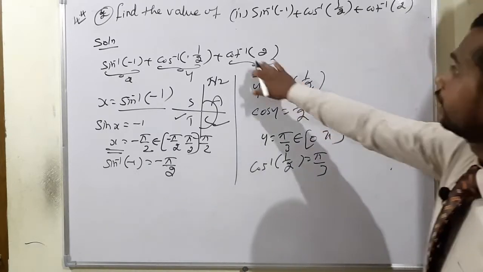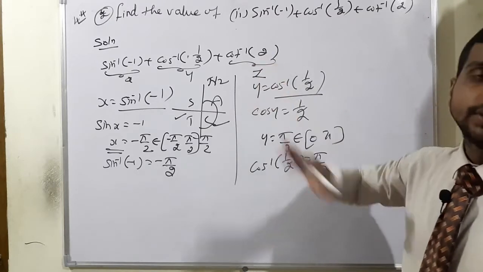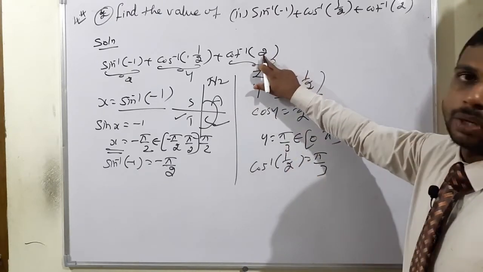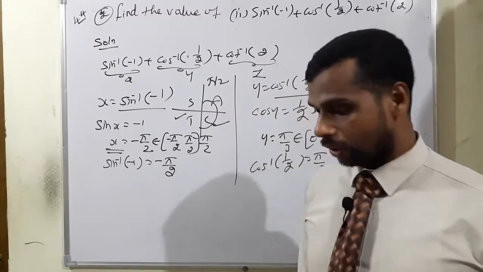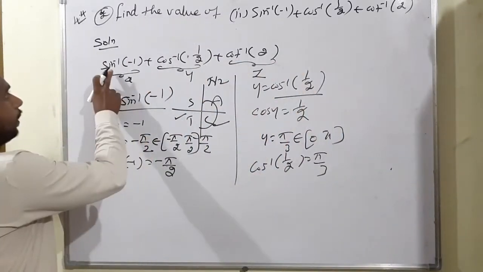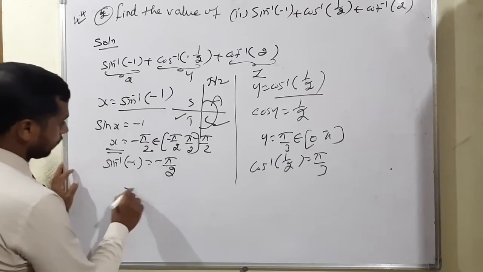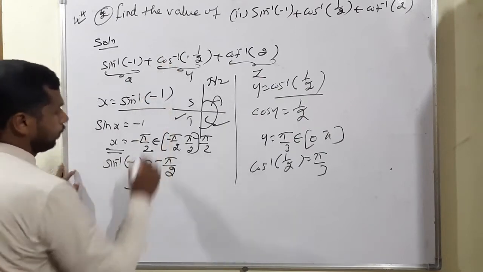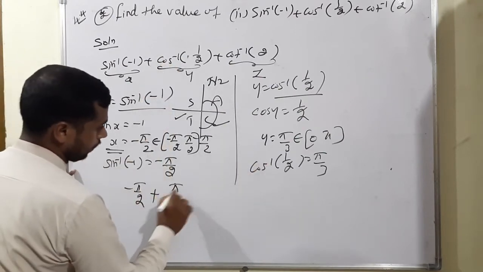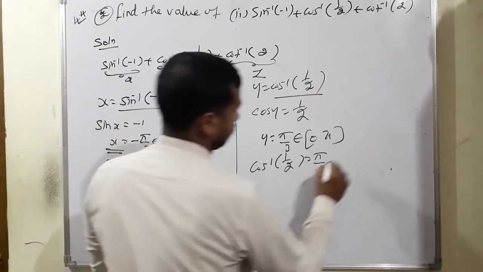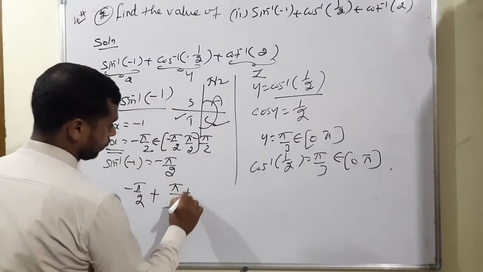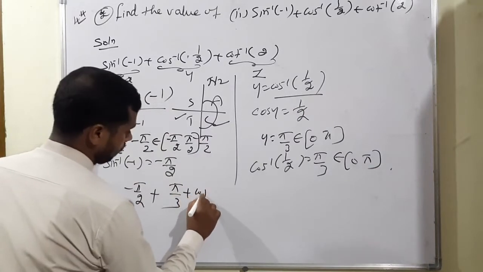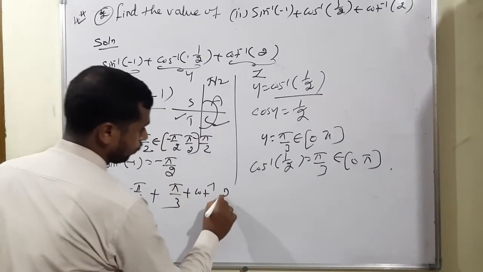Now, cot inverse, already we know the range is 0 to pi, and the value 2 is more than 1, so we can write it directly with the answer. Therefore, for the first term, what is the answer? According to the condition, sin inverse of minus 1 means negative pi by 2, then plus pi by 3, which belongs to 0 to pi. Last condition as it is, okay, plus cot inverse of 2, isn't it?